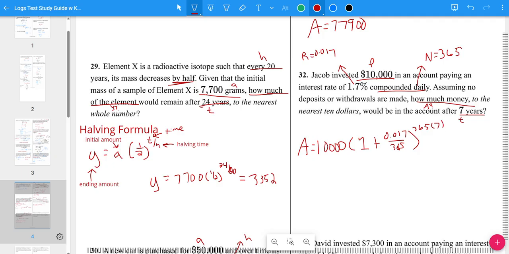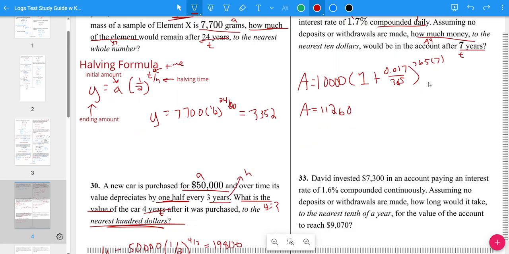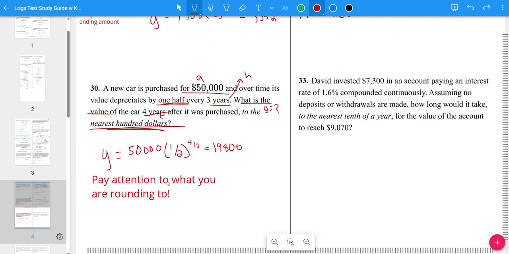And then if I type that in my calculator, we're rounding to the nearest $10. So that should give me 11,260. We're rounding right here this time, not tenth. If it said tenth, we'd round to one decimal place, but it says $10.